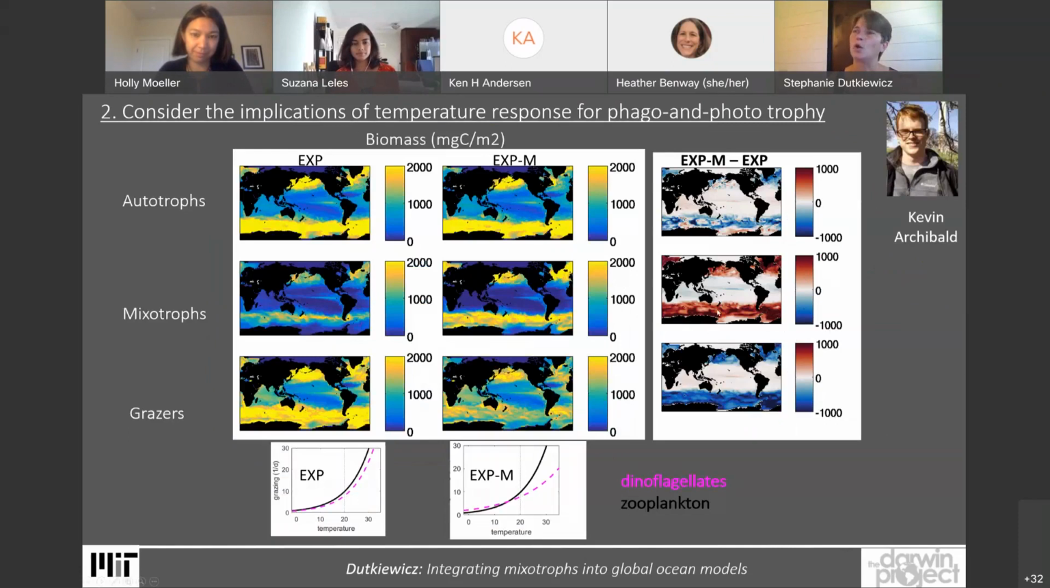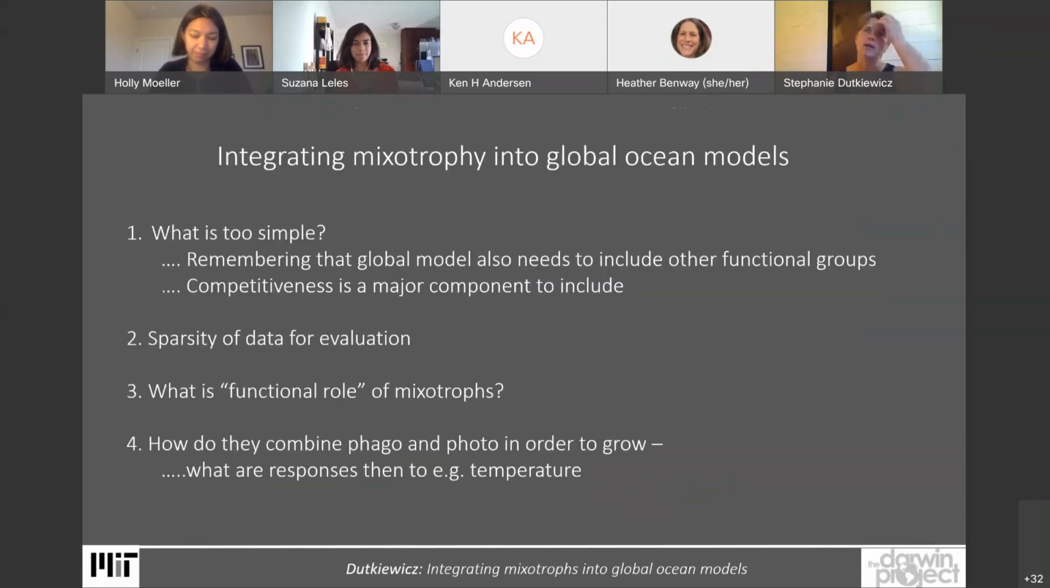You can see that in colder water, when they have a higher Q10 for grazing, the mixotrophs do much better, and at the expense of the zooplankton, and the opposite in warmer water.